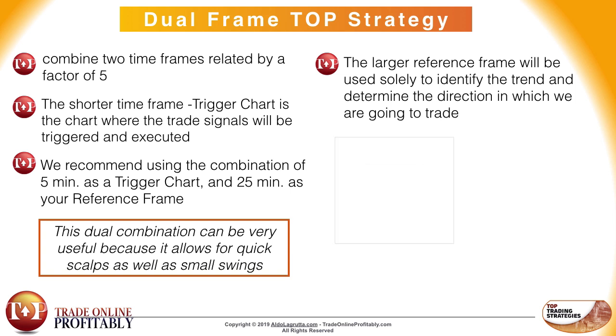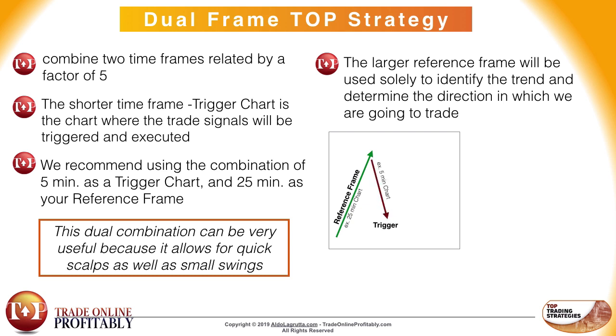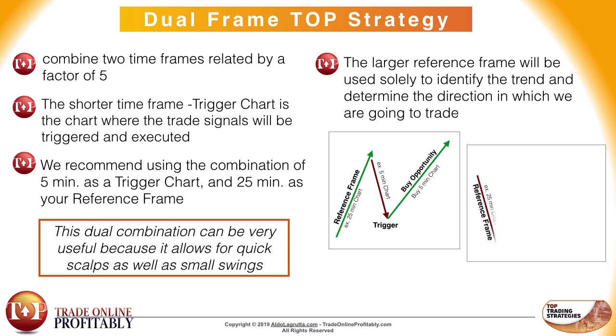That means that if the trend is up on the reference frame, declines on the 5-minute chart will create buying opportunities when price resumes upward. If the trend in the 25 minutes is down, 5-minute rallies will allow us to shorten the market when the top indicator gives us a sell signal.